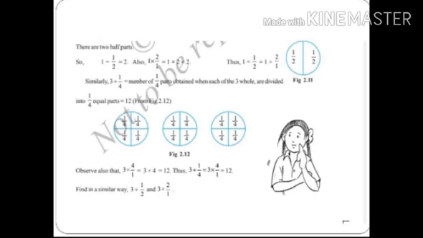3 divided by 1 by 4. The number 1 by 4 will be reversed. So 3 into 4 by 1. When you multiply 3 into 4 by 1, the answer is 12. The denominator remains 1. 1 is the denominator. If you write it also, it's okay. If you don't write it also, it's okay.